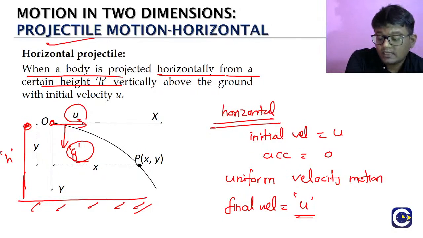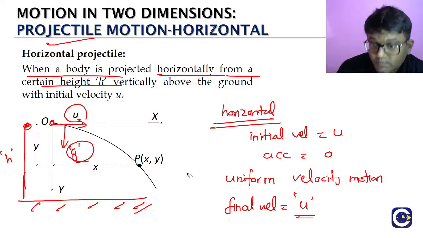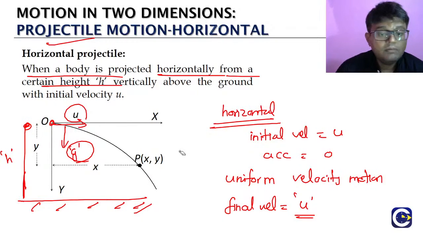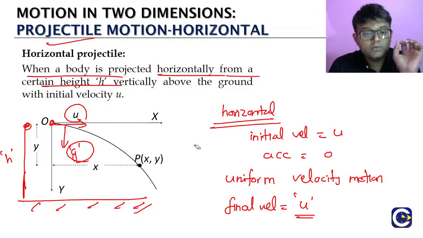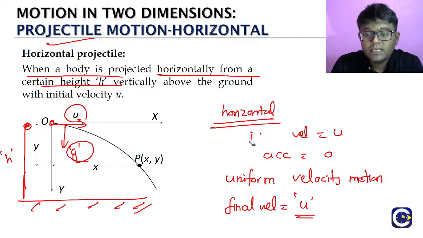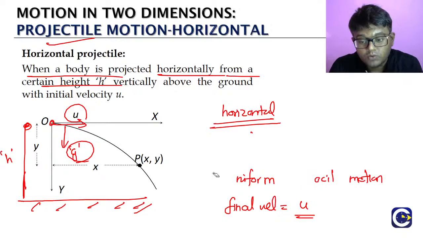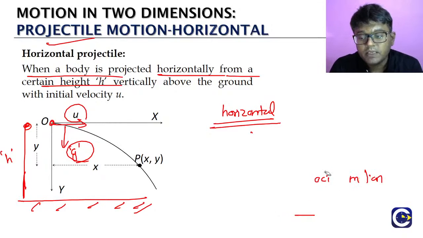In the horizontal direction, what about the parameters of motion for the horizontal projectile? Initial velocity will be u, whatever velocity with which you throw the object. You are throwing it only in the horizontal direction, so that is the u value. Acceleration will be 0, because the acceleration of the projectile is downwards. Horizontally, there is no acceleration. So this is uniform velocity motion, meaning velocity will be constant throughout and will not be changing at all.